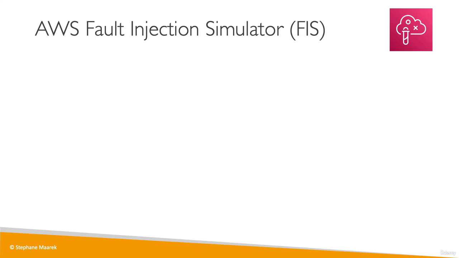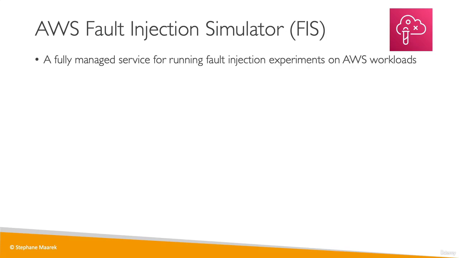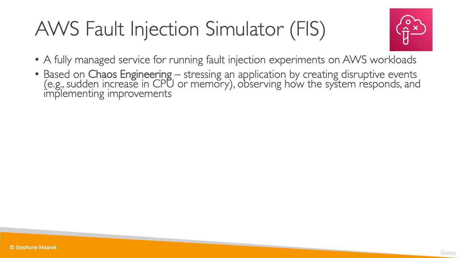Now let's talk about AWS Fault Injection Simulator, or FIS. This is a way for you to run fault injection experiments on AWS workloads. It is based on something called chaos engineering, where you stress an application by creating really disruptive events. For example, the CPU starts skyrocketing, or the memory runs out, or a database is having a failure, or all these kinds of things.